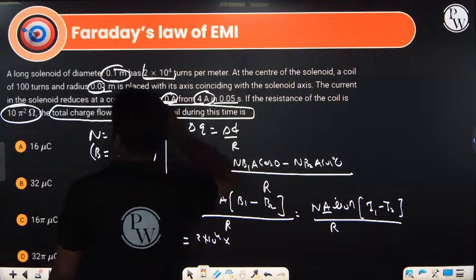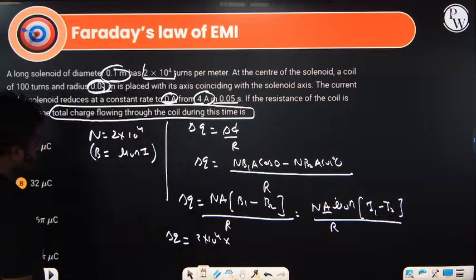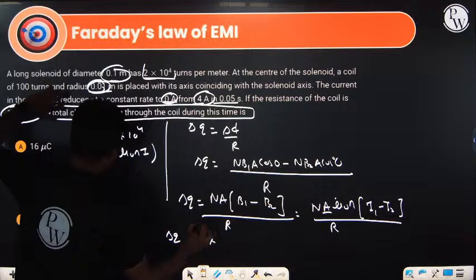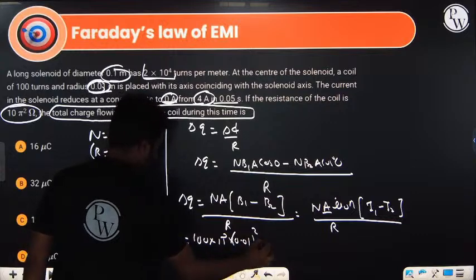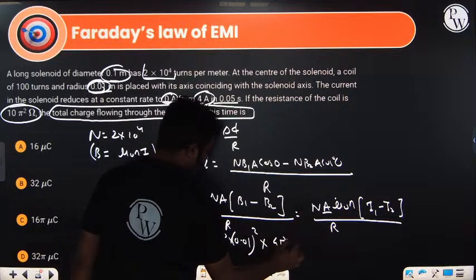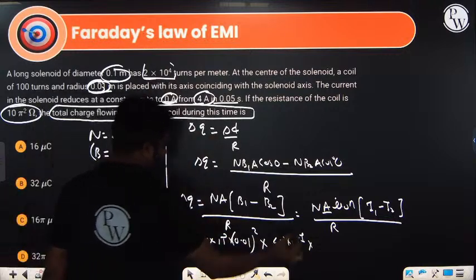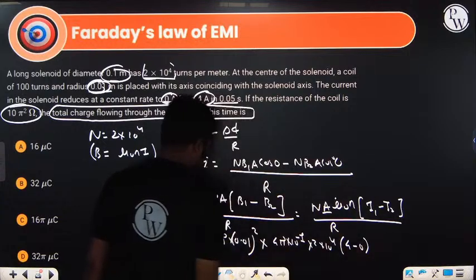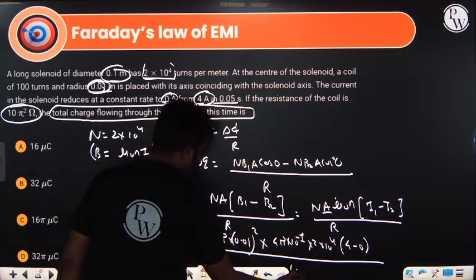At the center of the solenoid, a coil of 100 turns and radius 0.01 is placed with its axis coinciding with the solenoid axis. So the number of turns is 100, multiplied by the area, pi into 0.01 squared, multiplied by mu naught, 4 pi into 10 to the power minus 7, into N, the number of turns of the solenoid, 2 into 10 to the power 4, into I1 minus I2, that is 4 minus 0, divided by the resistance. The resistance value they have mentioned is 10 pi square.